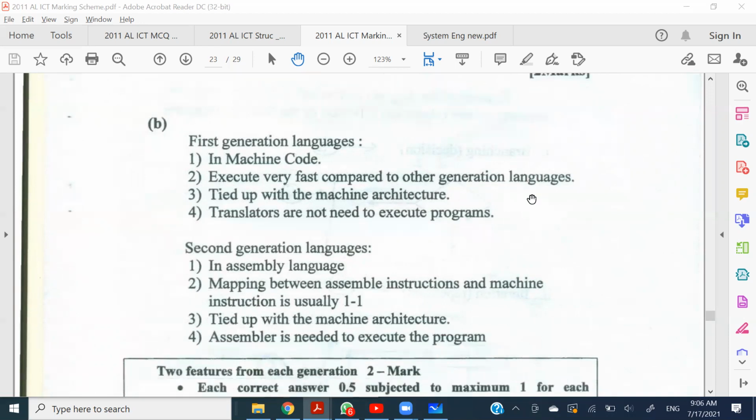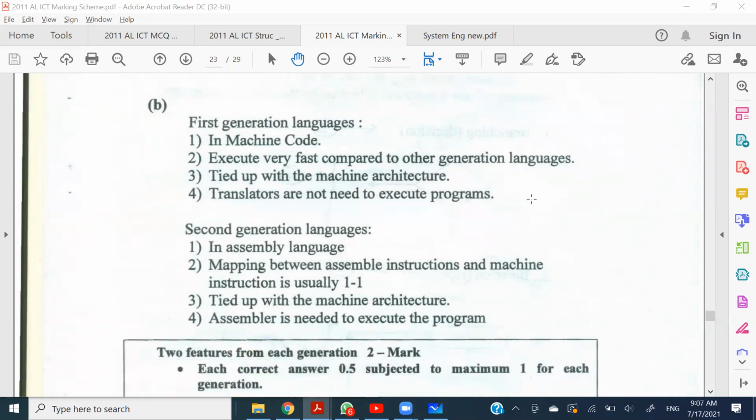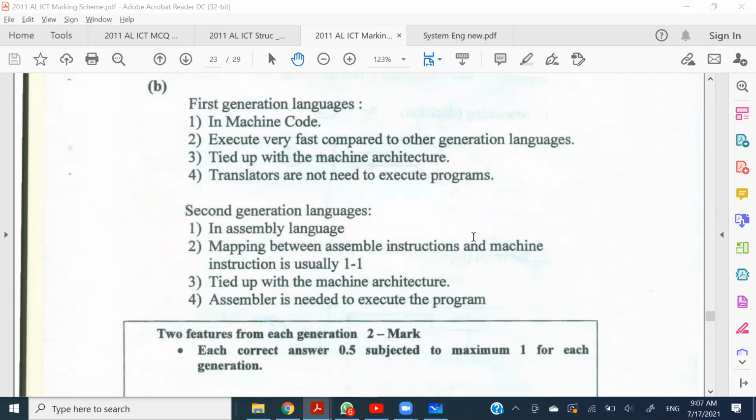Right? So it says two features from each generation will give you 2 marks. Each correct answer contains 0.5, subject to a maximum of 1 for each generation.